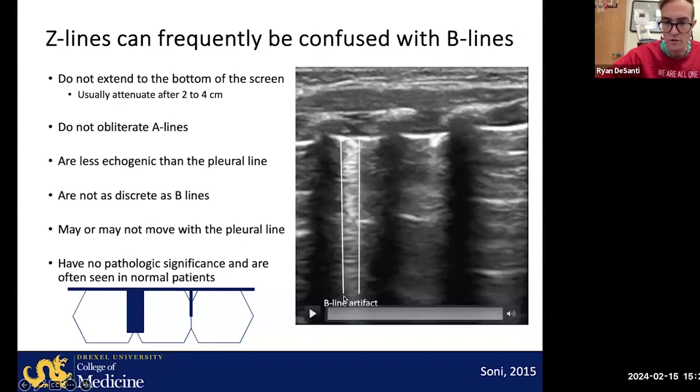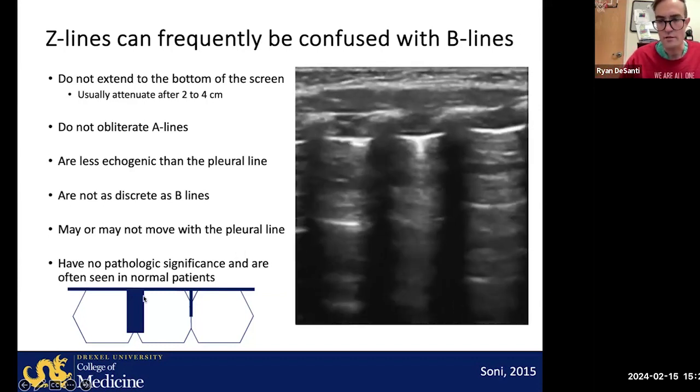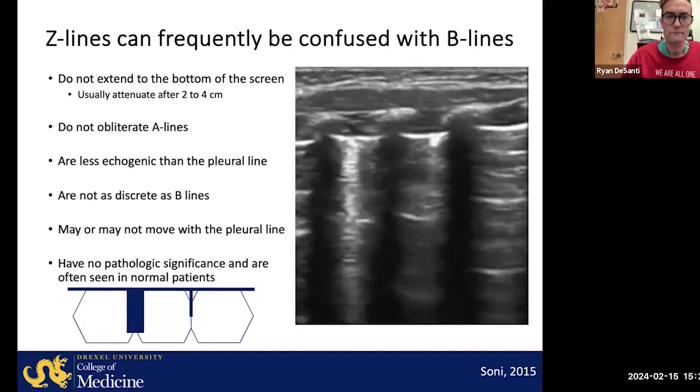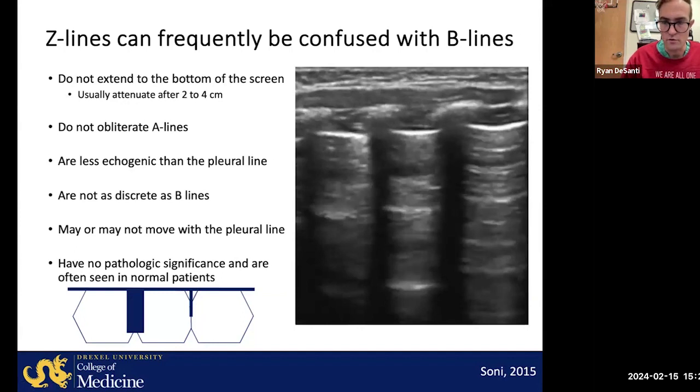And so in this example, we have a single B-line artifact, and then the small hyperechoic vertical artifact is the Z-line artifact. We can see it doesn't extend to the bottom of the screen, doesn't obliterate the A-line. But we can see that both do move with respirations. Again, these are called Z-line artifacts and considered normal findings.